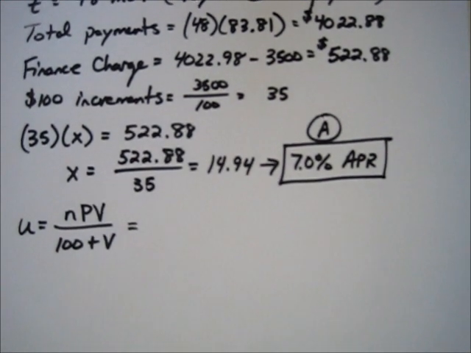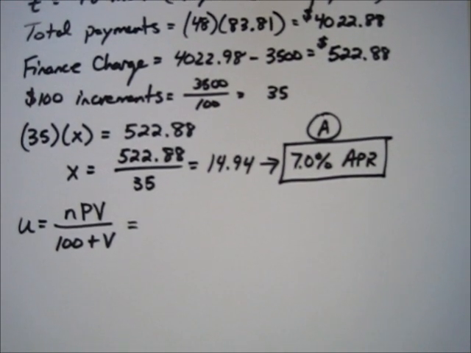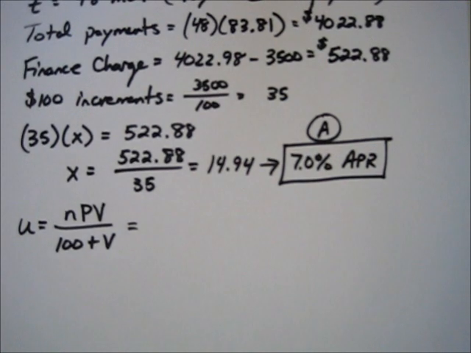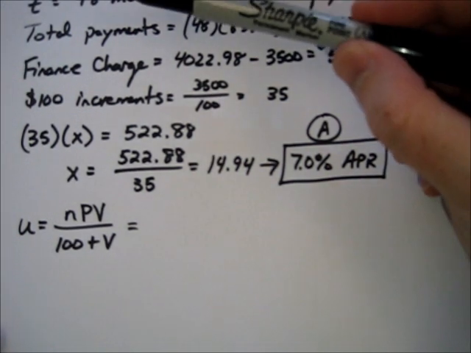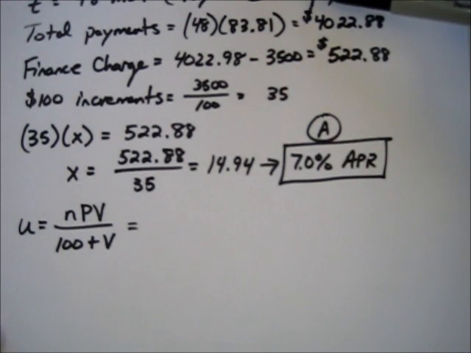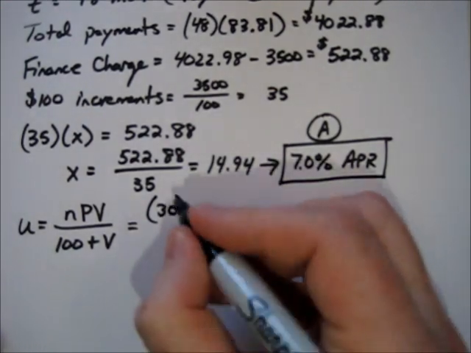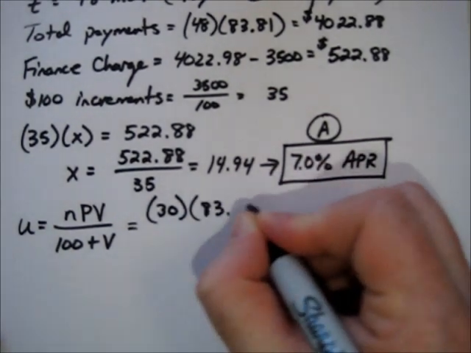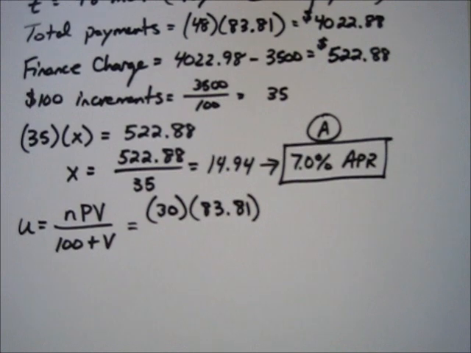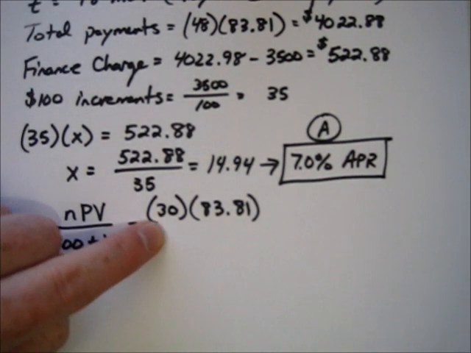Now, what do the letters in the formula mean? Well, N stands for the number of remaining payments excluding the current payment. So if it's a 48-month loan, she's paying it off at the 18th. So not counting the 18th, there would be 48 minus 18, 30 future payments. So that's the N value. P is the payment, 83.81. And V is the value from the APR table that corresponds to both the APR and the number of remaining payments. So instead of the 48, we're going to use the 30.